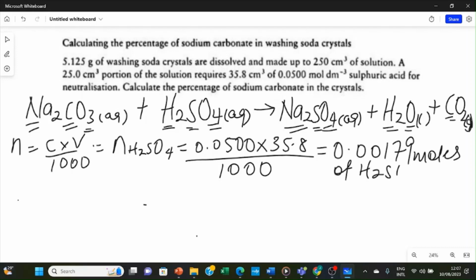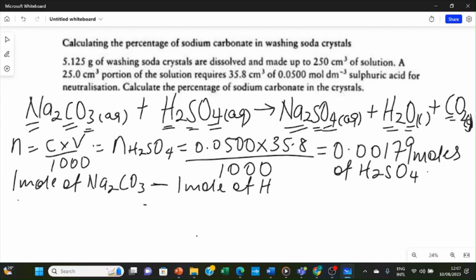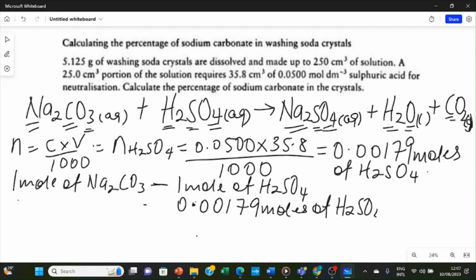Sulfuric acid. Now you go back to the equation. 1 mole of sodium carbonate reacts with 1 mole of sulfuric acid, then 0.00179 moles of sulfuric acid reacts with what moles of sodium carbonate.